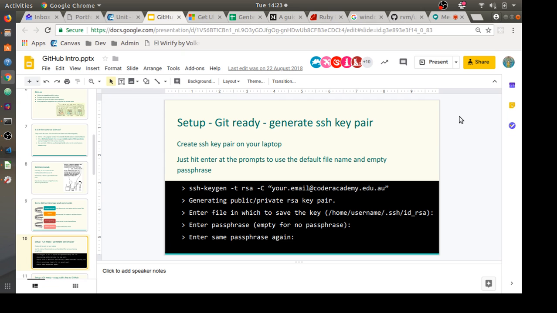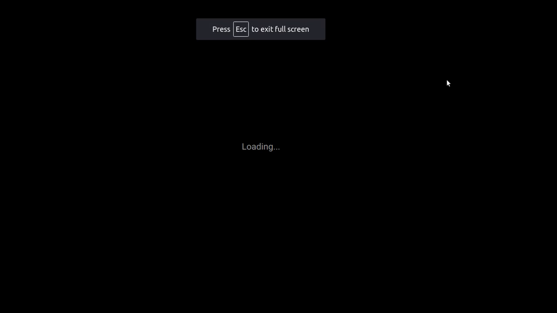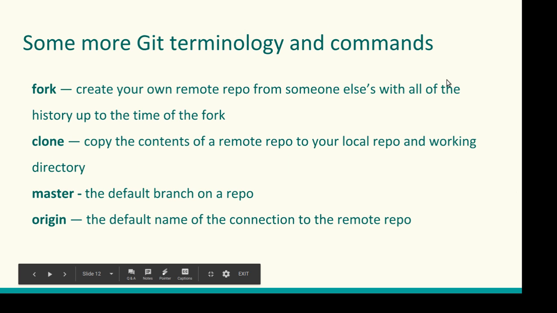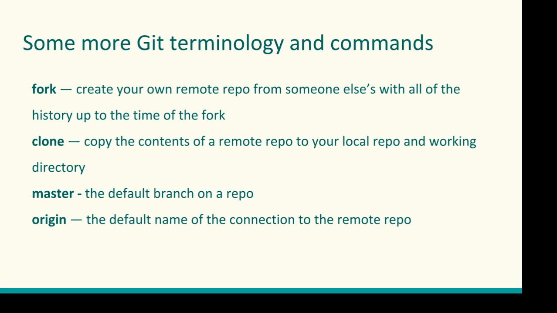So let's go back here. Okay, so we've done all this. All right, so let's look at just a little bit more GitHub terminology and commands that we need to get started. So when we say fork, what we mean is to create your own remote repo from someone else's repo on GitHub with all the history up to the time of that fork.